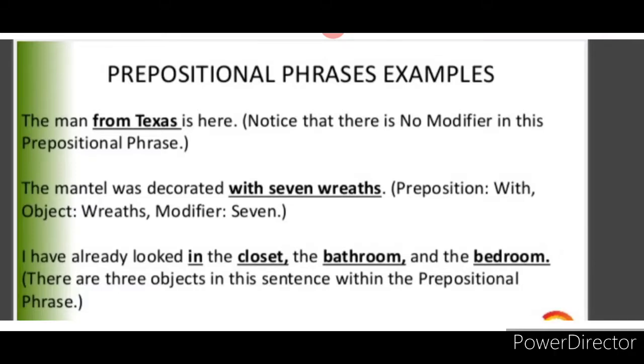Then, "The mantle was decorated with 7 wreaths." So in "with 7 wreaths", we have the preposition "with", an object "wreaths", and the modifier is "7". Then, "I have already looked in the closet, the bathroom and the bedroom." So it is not compulsory that we must have only one object. There are 3 objects in the sentence with the prepositional phrase "in".